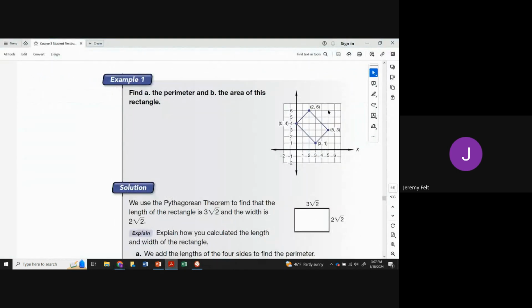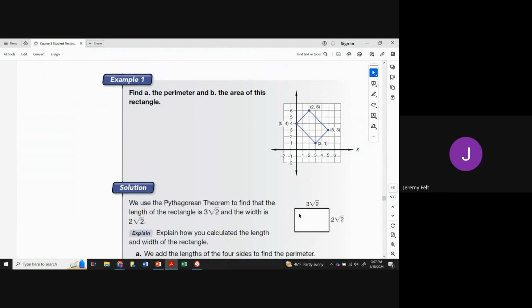Up 1, 2, 3, over 1, 2, 3. So 3 squared plus 3 squared is 18. Square root of 18 is square root of 9 times the square root of 2. Square root of 9 is 3. So that's where we get 3 root 2. So all of that to say, here's our rectangle.